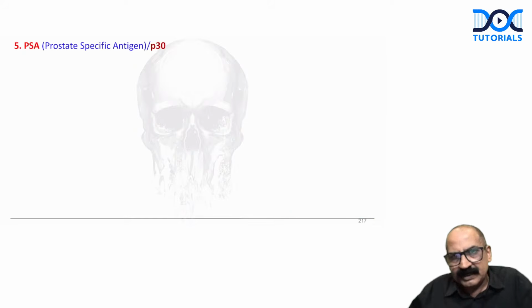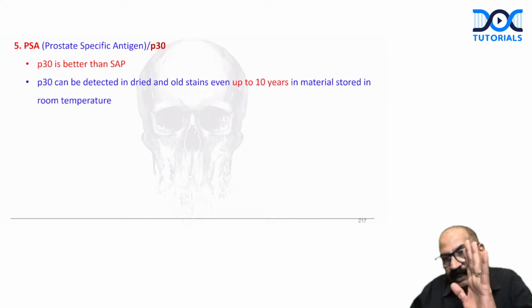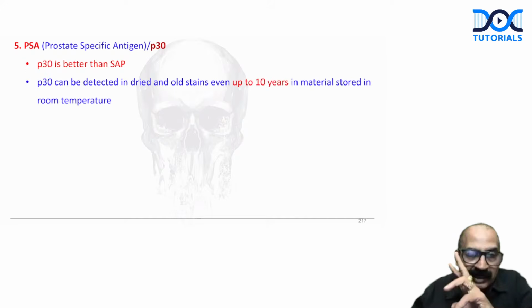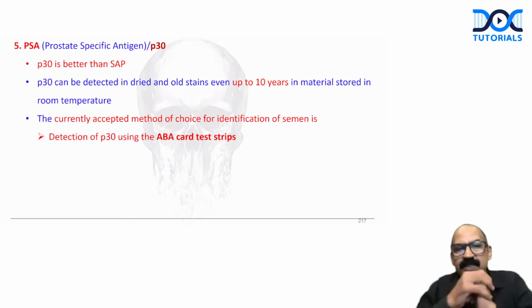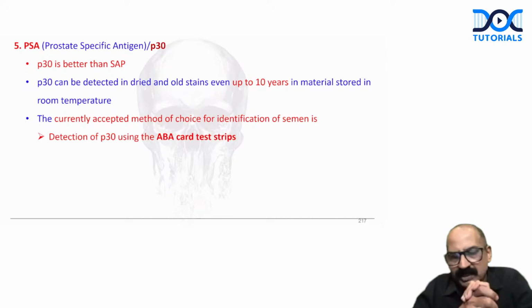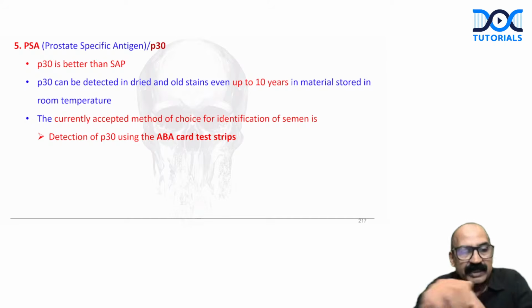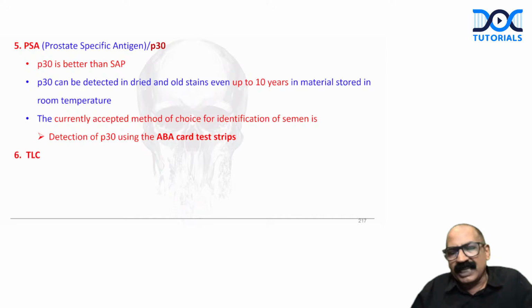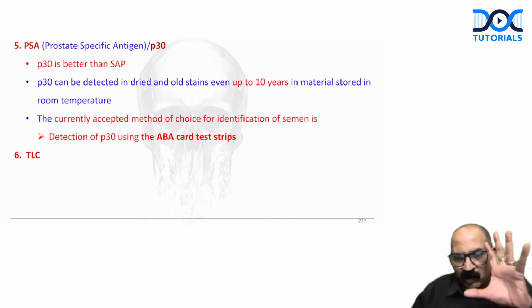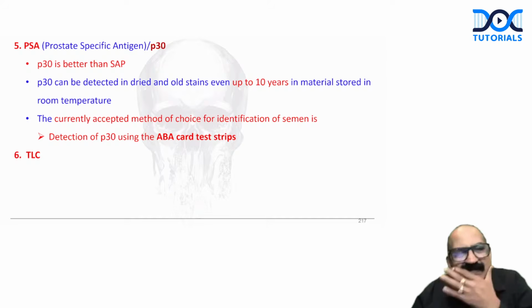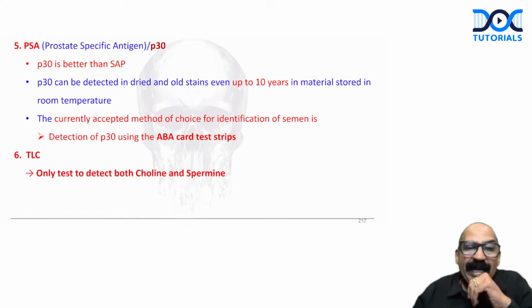P30. See, P30, there are two important points. Number one, it can identify seminal stain up to 10 years, and as of today, it is the most accepted method of choice. It is better than seminal acid phosphatase as a presumptive test. Thin layer chromatography, all these are important questions asked previously in JIPMER. It's the only test where you can identify both choline and spermine.